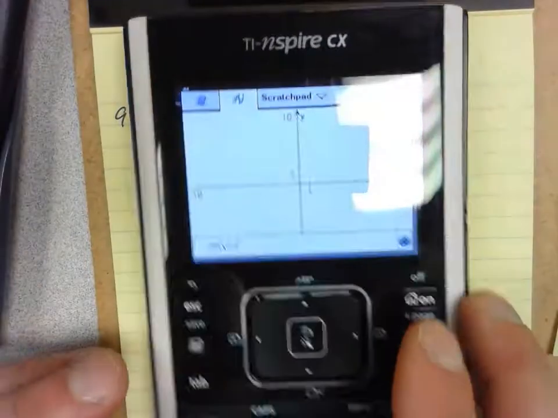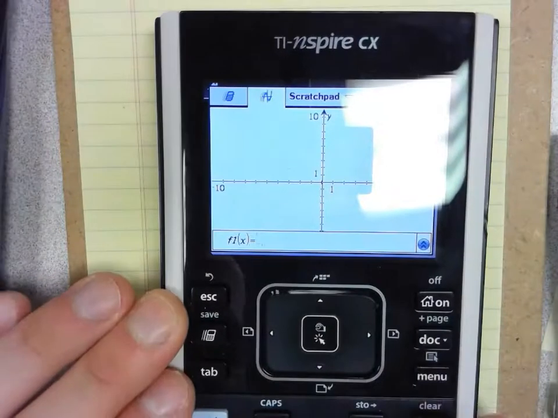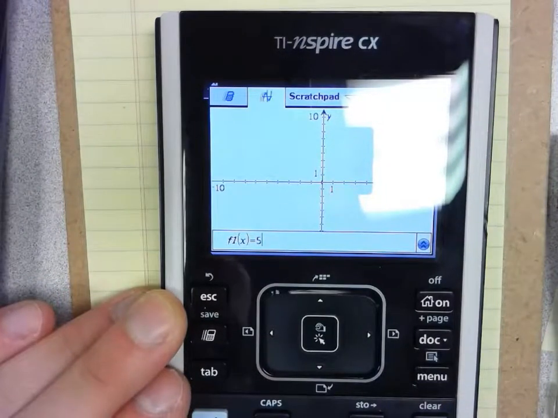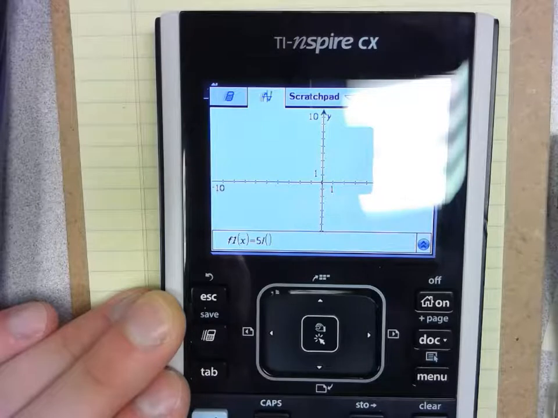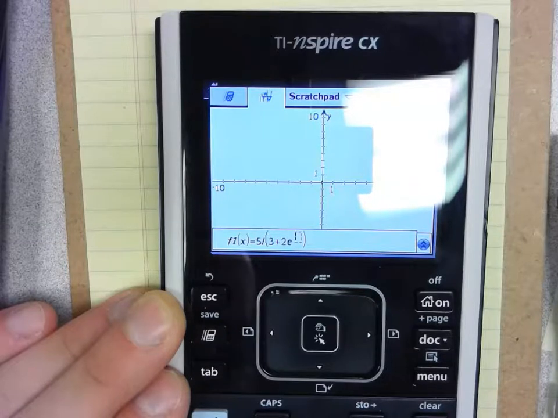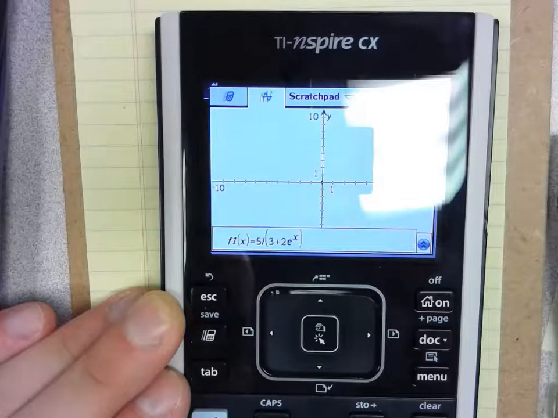y is equal to 5 over 3 plus 2e to the negative x. Oh, it's going to be negative x.